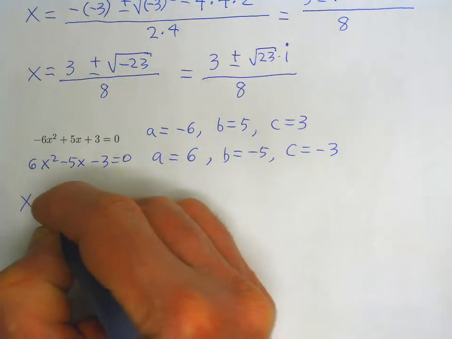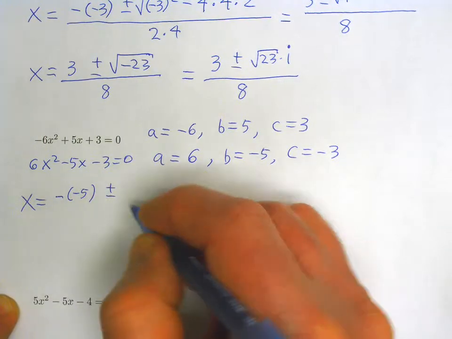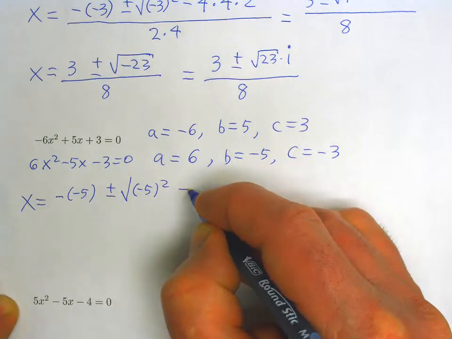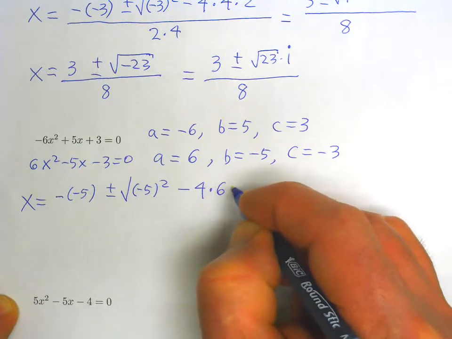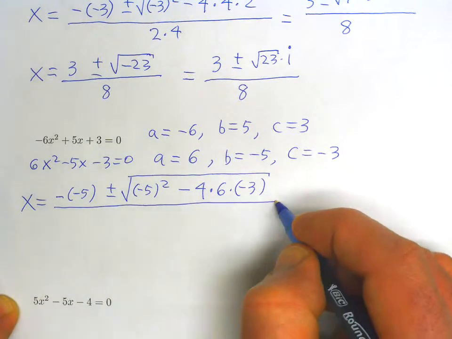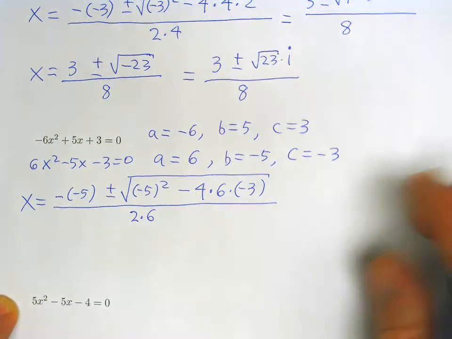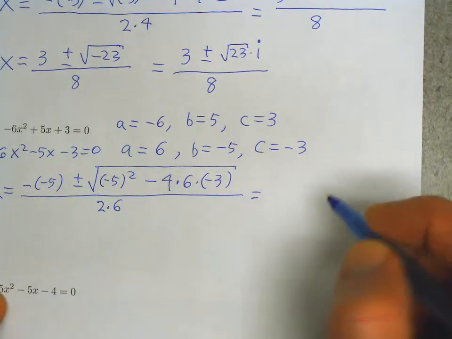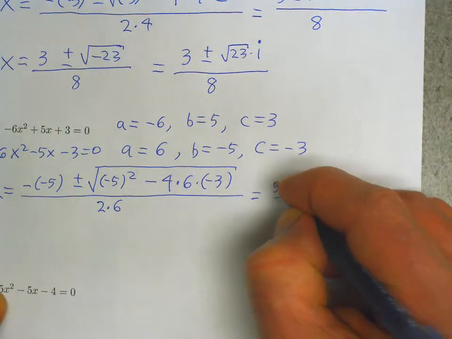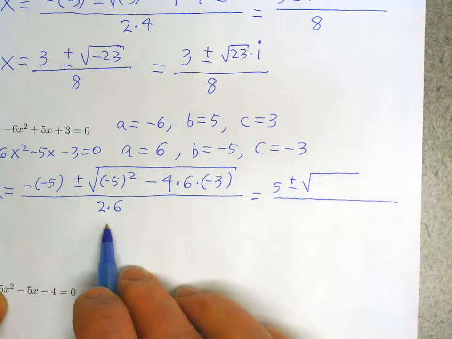So x equals the negative of negative 5 plus and minus the square root of the number negative 5 squared minus 4 times 6 times negative 3. All of that is in the square root. And we're dividing by 2 times 6. Okay, then be careful with the arithmetic. The negative of negative 5 is positive 5, and then plus and minus the square root of some number, and then the denominator is 12.